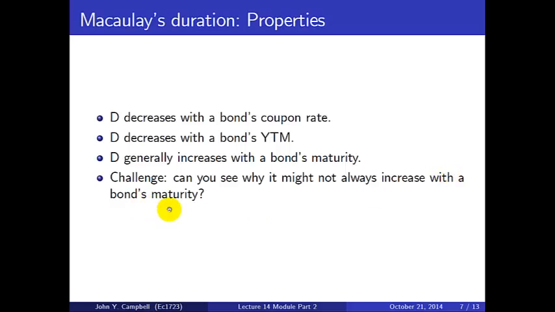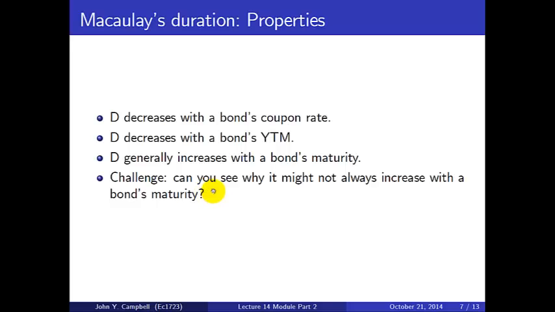So let's think about the properties of duration. It should decrease with a bond's coupon rate, because the higher the coupon, the more of the value comes from near-term payments. It should decrease with a bond's yield to maturity, because as the yield goes up, you downweight the more distant payments more, and thus you shift the weight to the nearer term payments. And finally, D generally, but not always, increases with a bond's maturity. It's pretty interesting to think, why doesn't it always increase with maturity?